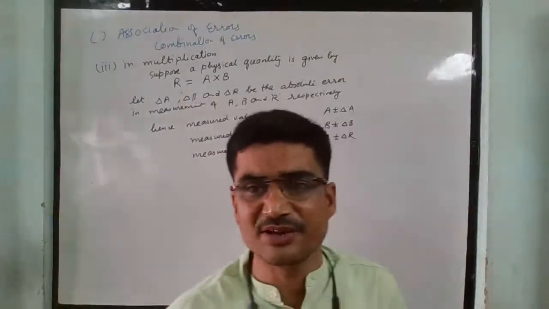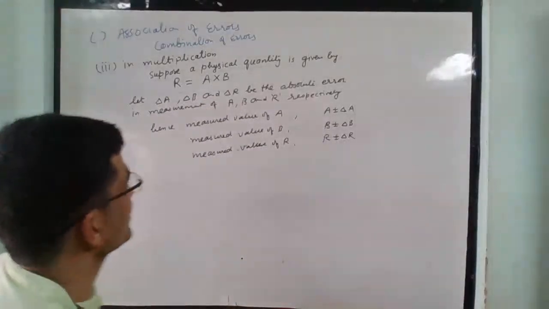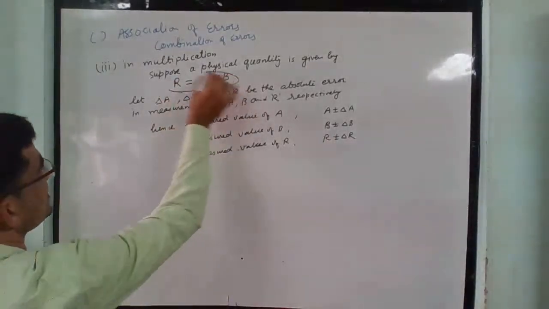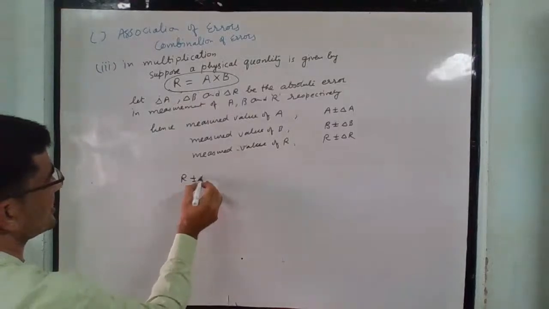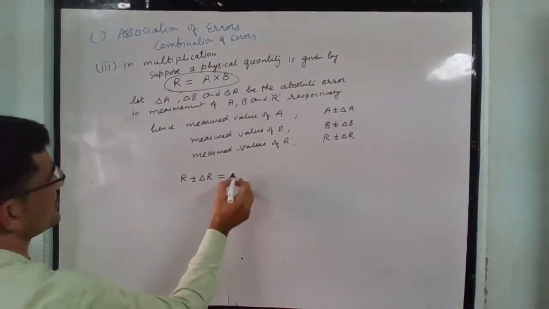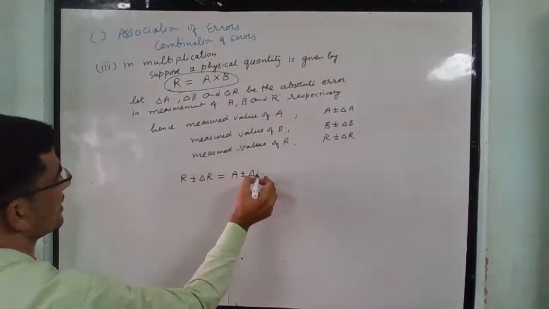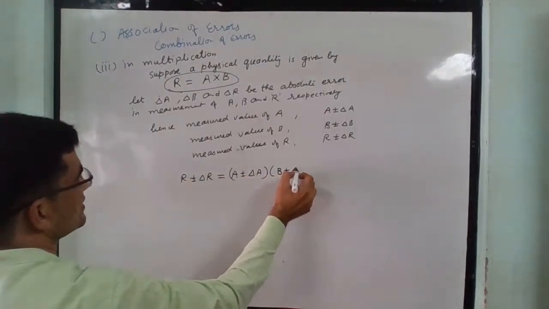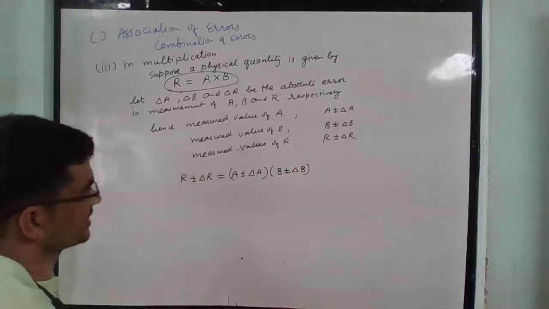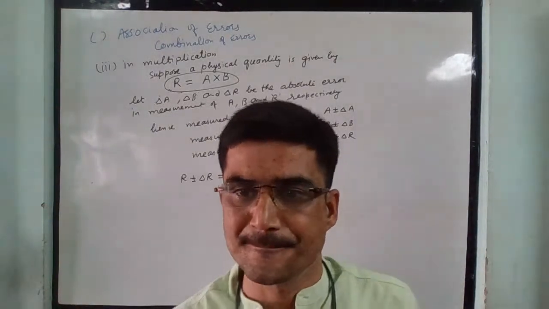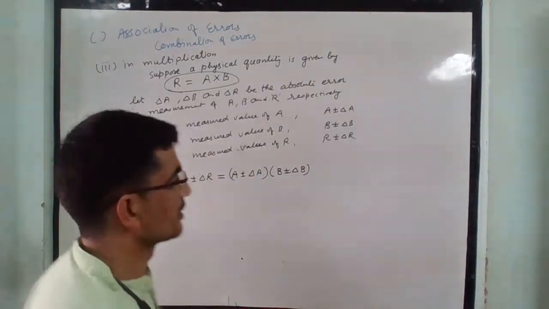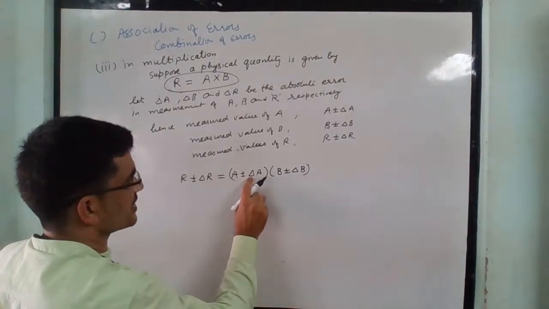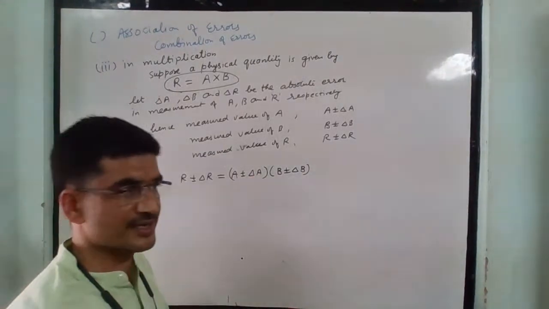Right? Now, according to the basic formula, we are dealing with this formula. According to this formula, we have R plus minus delta R is equal to A plus minus delta A into B plus minus delta B. It is like this. Clear? Now delta A is a single quantity. Don't take it as delta into A. It's not a physical product there.